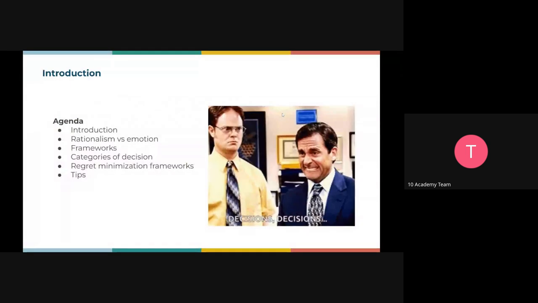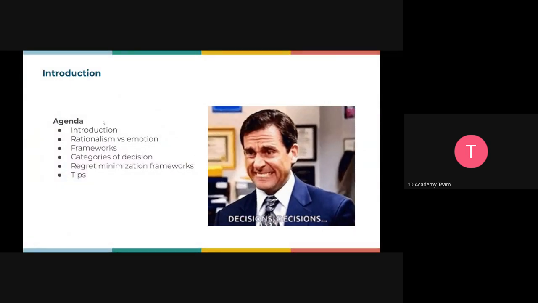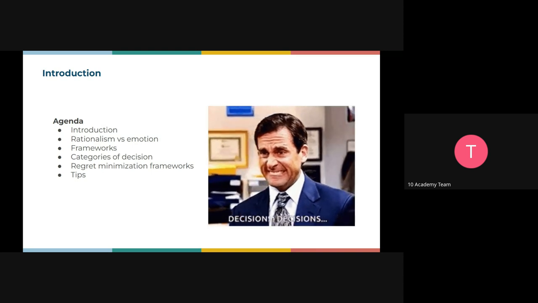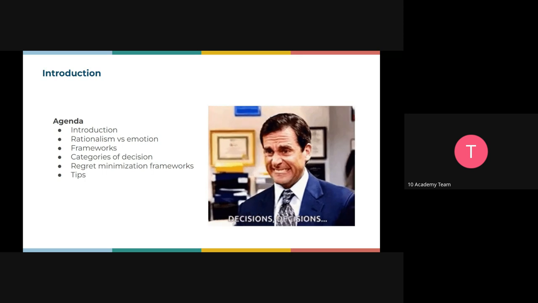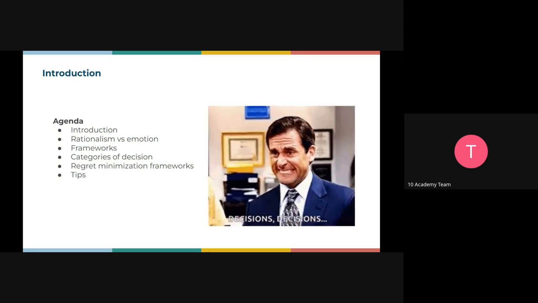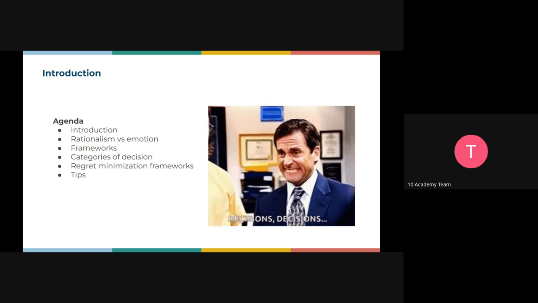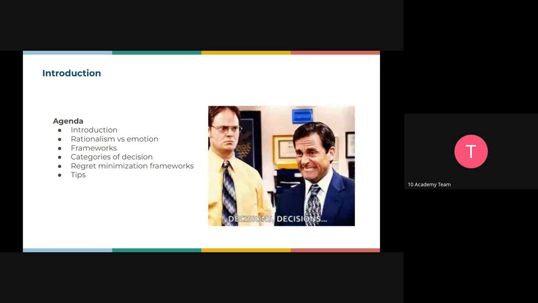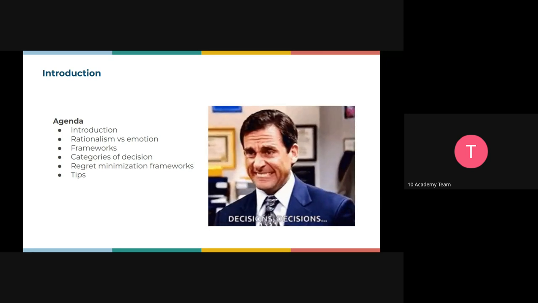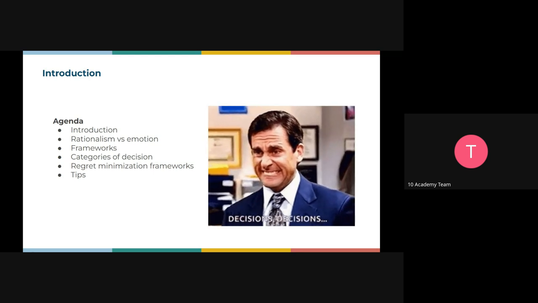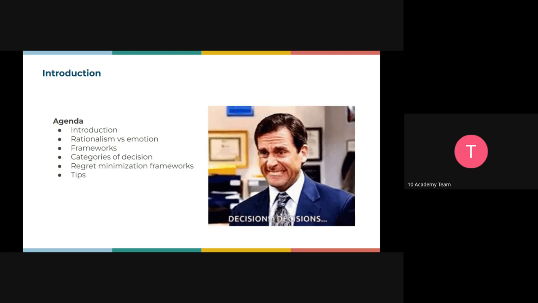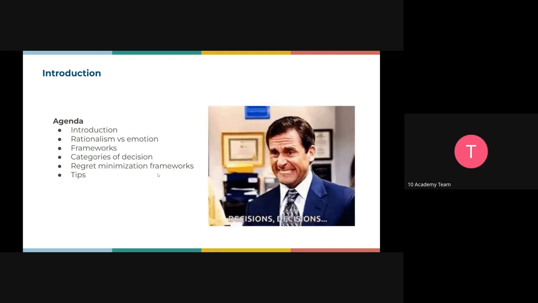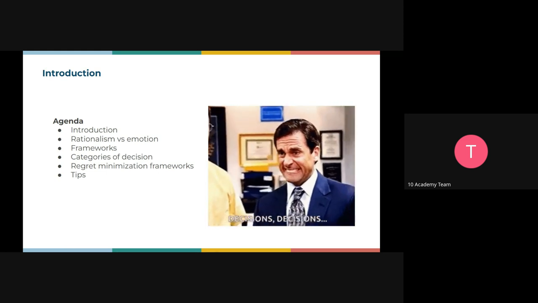Okay, so just a brief of what we're going to talk about today: a small introduction about what decision making is, the types of decisions that we make, whether they're rational or irrational, and the different frameworks that can guide us to make certain decisions. And then we'll also go through the different categories of decisions that need to be made and another framework, which is the regret minimization framework, and just some extra tips.